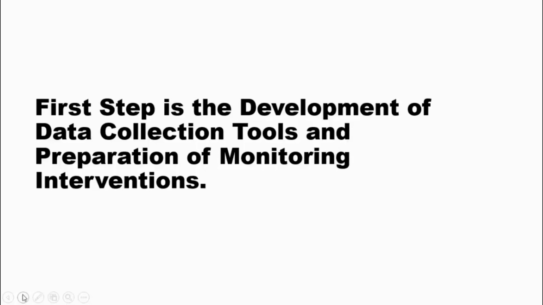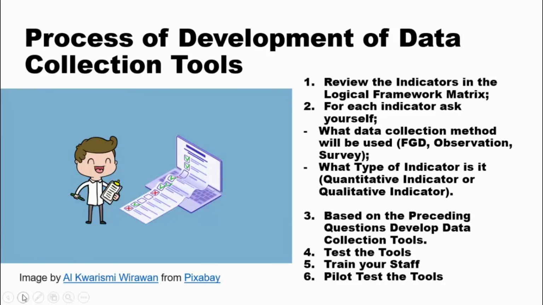So after that, the process of actually developing these tools is listed there. The first thing is to review the indicators which I've shown you in the matrix. Then the second thing is to ask yourself, for each of these indicators, what data collection method will be used. There are different types of methods used to collect data. You've got focus group discussions, observations, surveys, and so on. So you need to ask yourself that question.